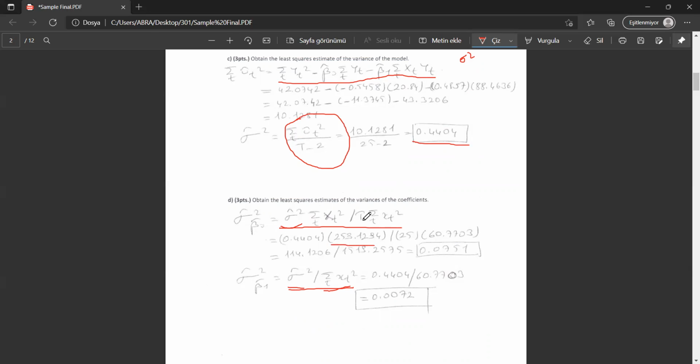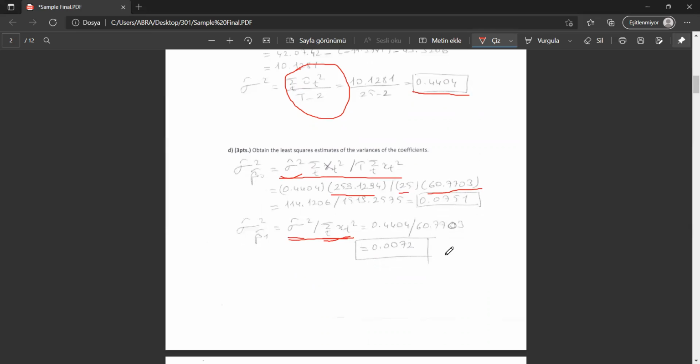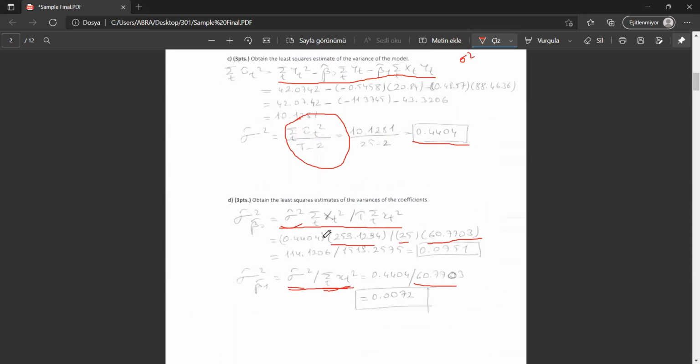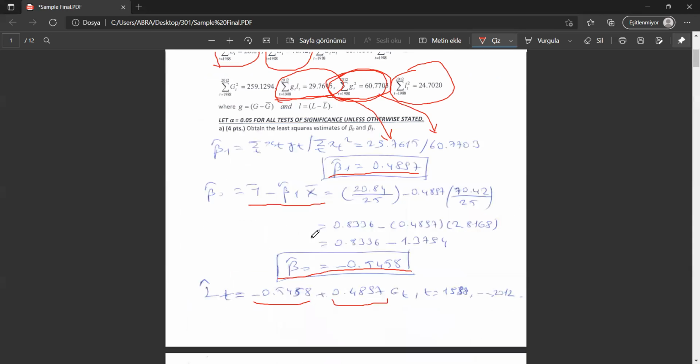We have this, and our T is 25, and small x_t squared is given. And here we are doing the same thing and finding the variances of beta 0 hat and beta 1 hat. Now, as I said, here we need to construct a 95% confidence interval for beta 0. In order to do that, we need to know the estimated value of beta 0 first. We have found it in part A.